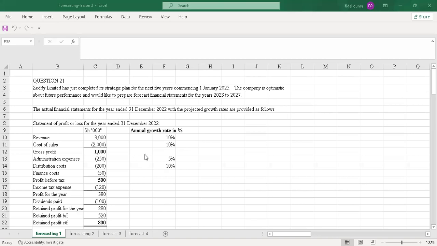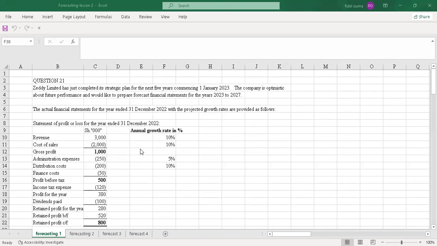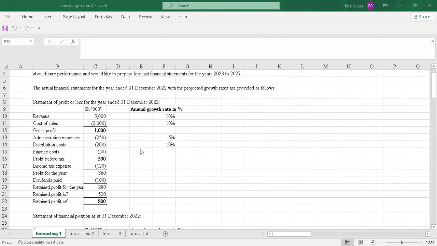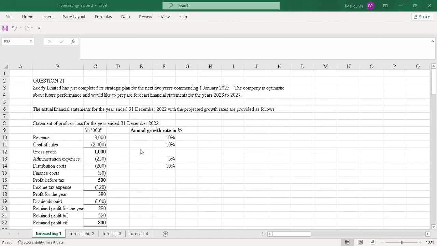Without much ado, let me introduce this question. And this was tested in August 2023. So I'll read the question. The question was more or less of forecasting. So I'll go through the question.